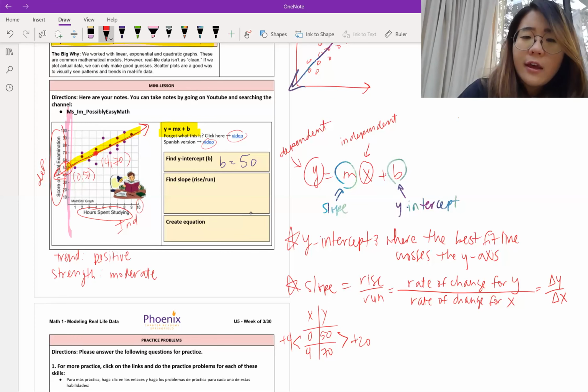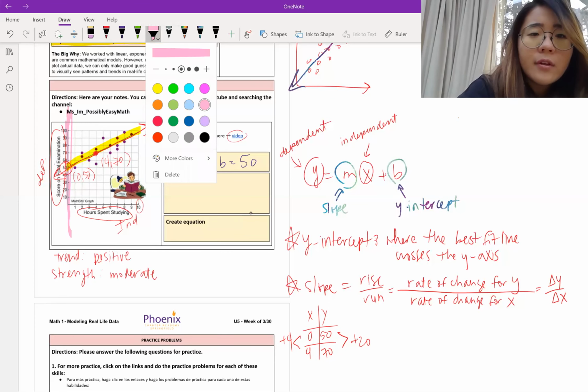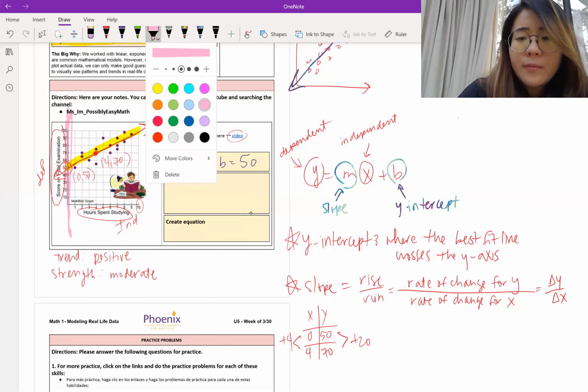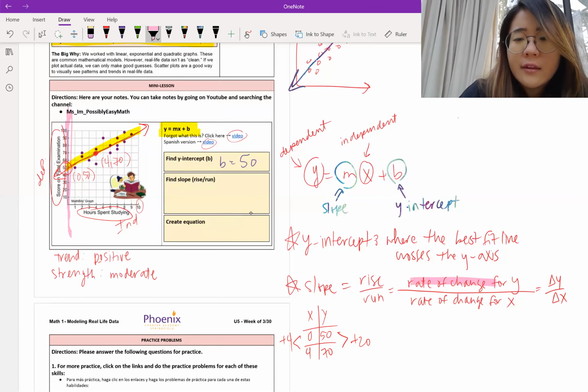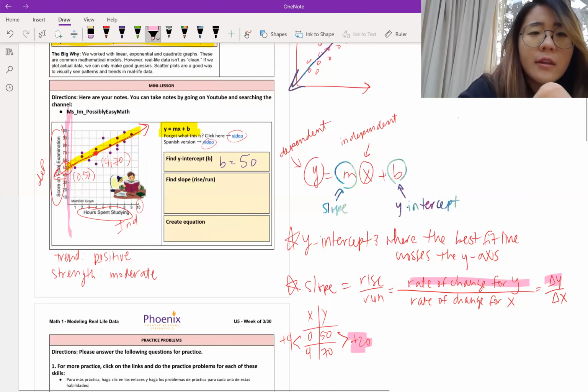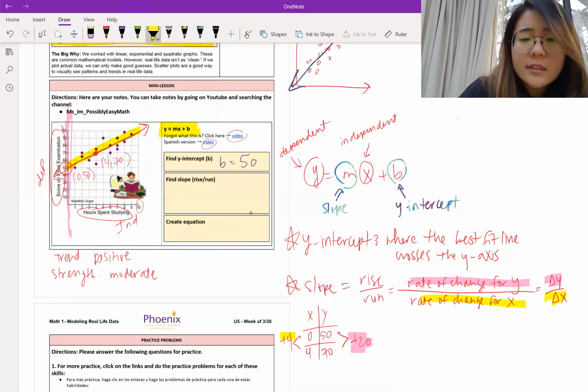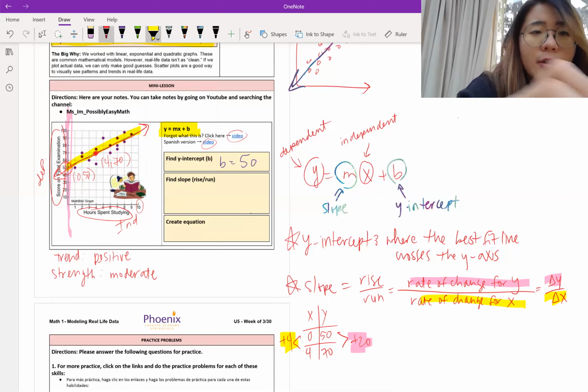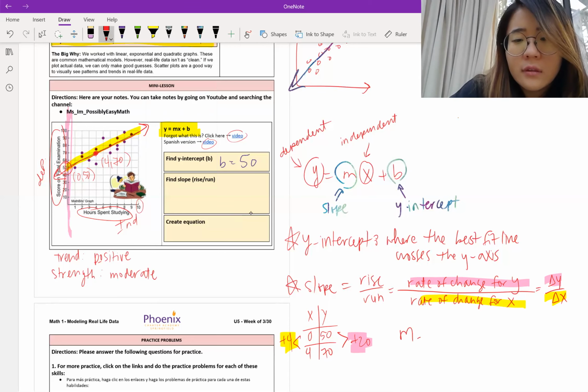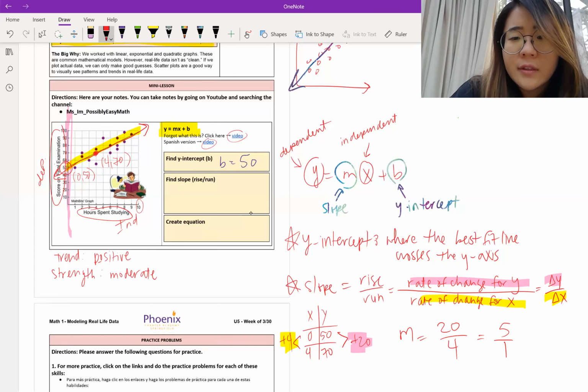So I know that my rate of change for y is this one, and I know that my rate of change for x is this one. So my slope, M stands for slope, is going to be 20 over 4, or basically 5 over 1. Okay.